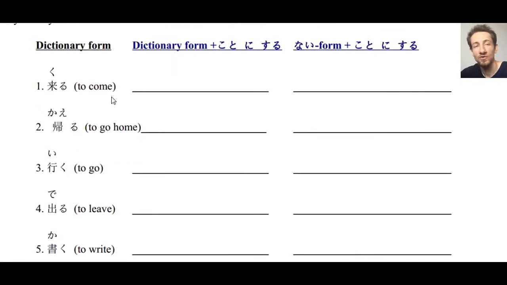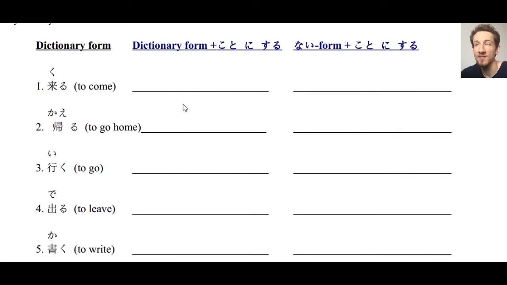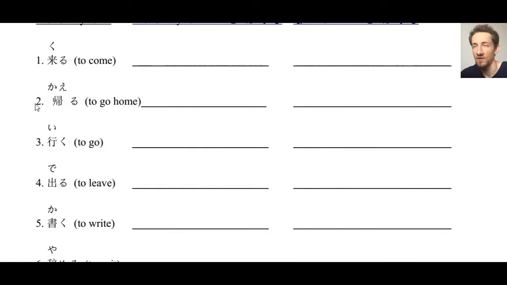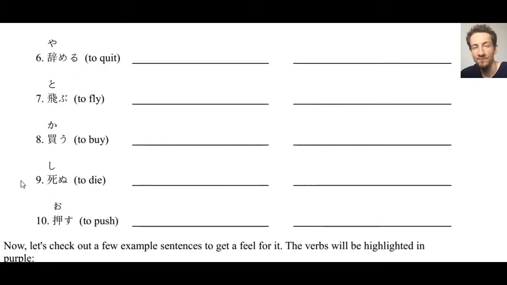But remember, you can go to my homepage, learnjapanesefromsomeguy.com. You can print out this PDF so you have something to write on. As always, I encourage you guys to write in kanji, write in hiragana. It's very, very good for your Japanese. But anyway, here we have numbers 1 to 5. Pause the video, answer these. And here we have 6 to 10. So pause the video, answer these.